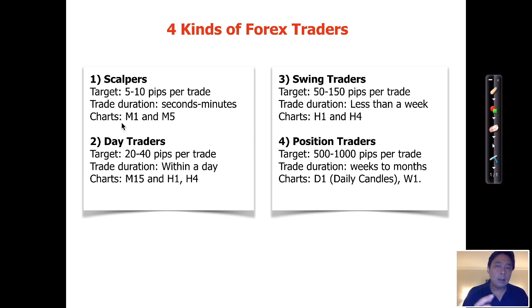So they buy, boom, they sell, all right? And they just target 5 to 10 pips. They're out of the trade. And they look at 1-minute and 5-minute candles, right? So again, you've got successful traders in all four categories.